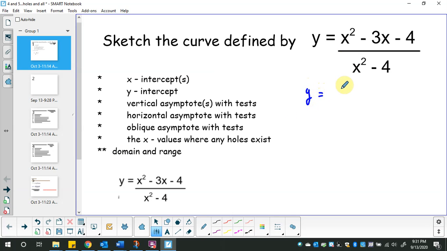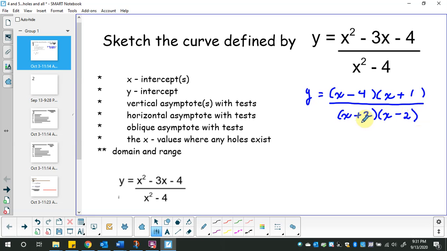So the numerator is a simple trinomial. So I need two numbers that multiply to be 4, that at the same time can add or subtract to be -3. And in the denominator, it's a difference of squares. And right now, I can tell you that there are no holes, and I can check that off my list.